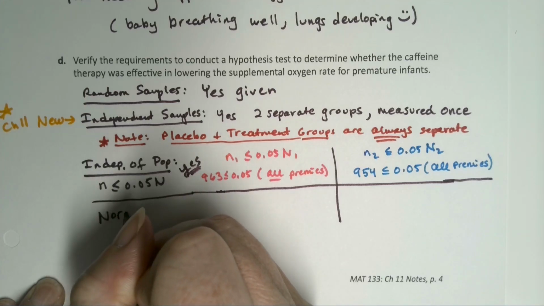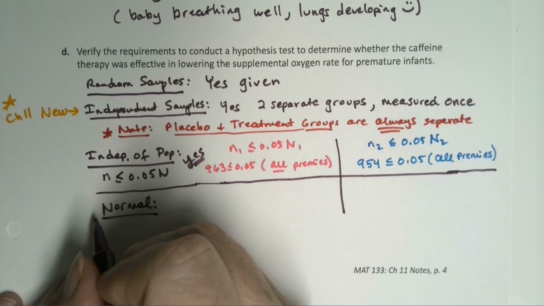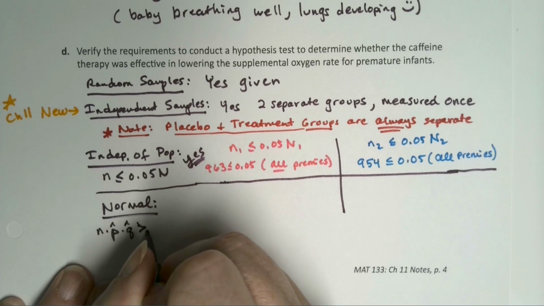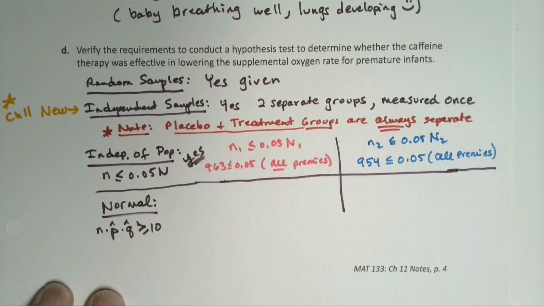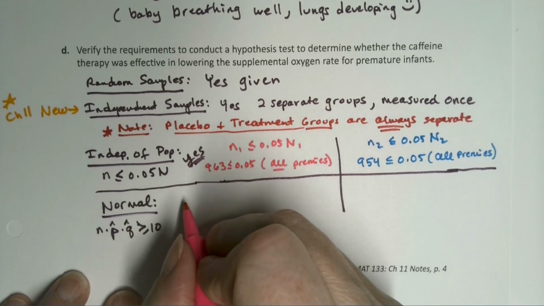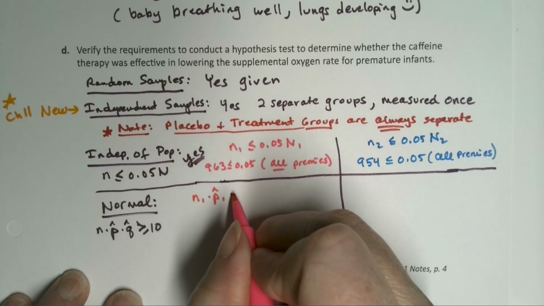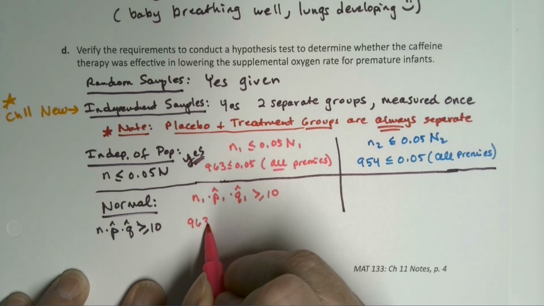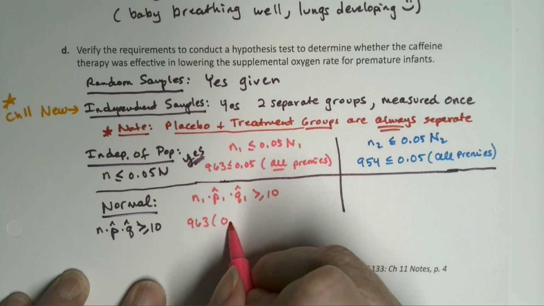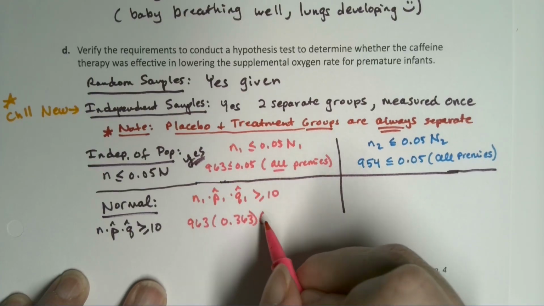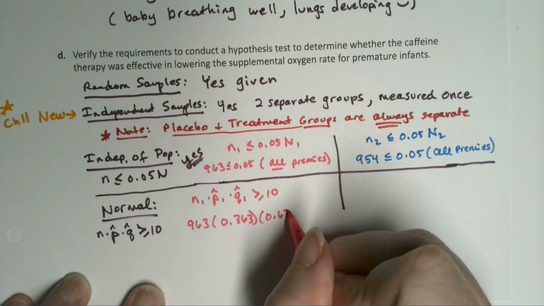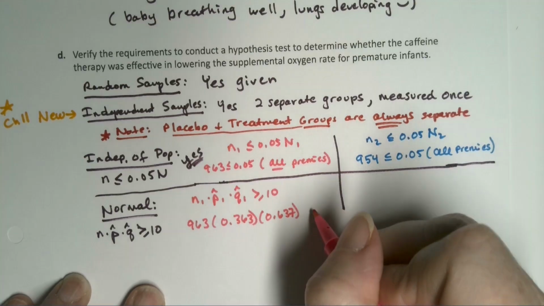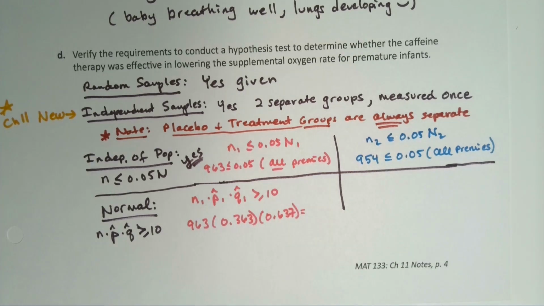Now we're going to show normal. Normal we've also done many, many times. That's n times p times q, or p hat times q hat in this case, is greater than or equal to 10. So we're going to have to do that for both of our groups. We need n1 times p1 hat times q1 hat to be greater than or equal to 10. n1 was 963. We're going to multiply that by p1 hat, which is 0.363, and times q1 hat, which luckily I had us find, that's 0.637. And we're going to get a number, and we're going to hope that it's bigger than 10. And it is, but I'll prove it.